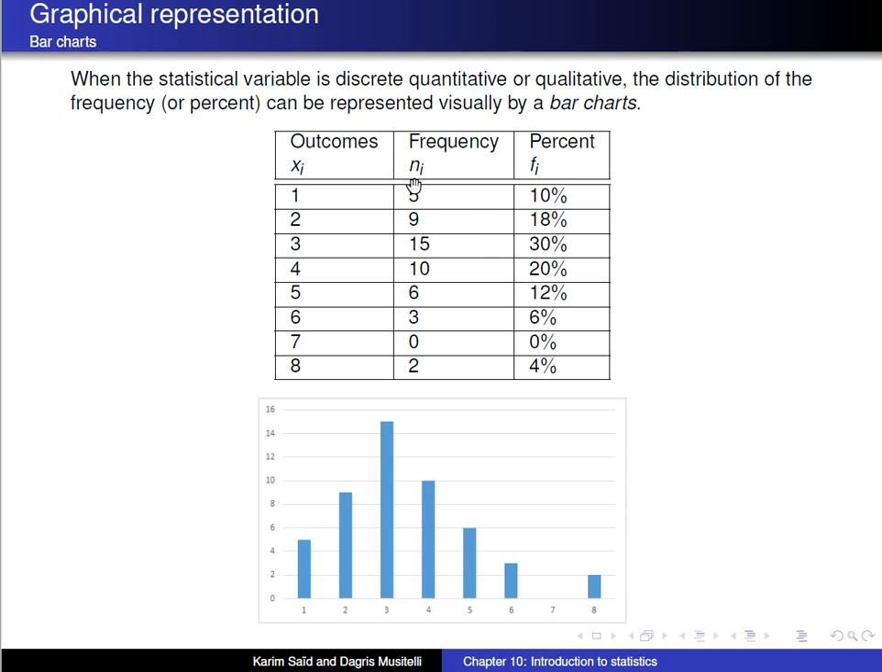Instead of considering 5, 9, 15, 10, 6, and so on, you can consider 10%, 18%, 30%. So the value 1 would reach 10%, the value 2, 18%, and so on. The shape will be the same.